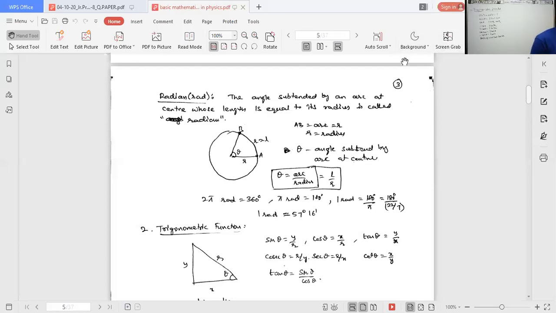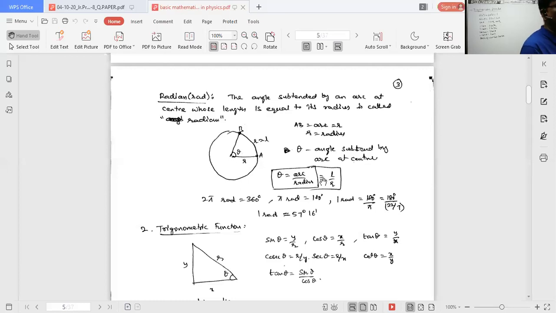If you see, theta is equal to arc by radius in the diagram. Suppose the body travels from A to B along the circular path about the center. The distance traveled by the body is equal to the length of the arc. Length of the arc by radius is equal to the angle subtended, theta. So theta is equal to arc by radius.